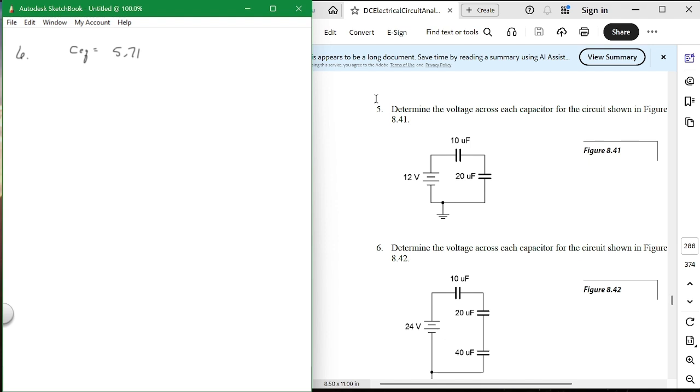Okay, so now you found C equivalent. So C equivalent is equal to that. Now we've got this equation: C equivalent is equal to Q over V. I want to find this value right here, and my V is equal to 24. So Q is equal to 5.71 times 24. And what is that? What is my total charge? 137.04 microcoulombs. Any questions so far?